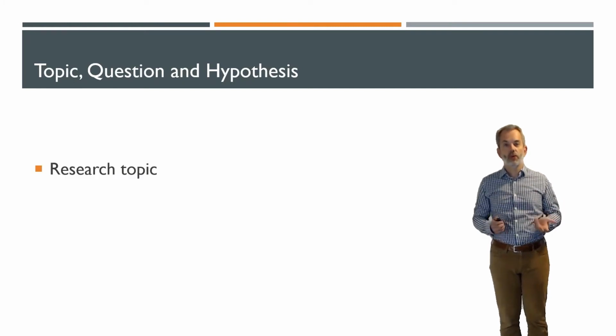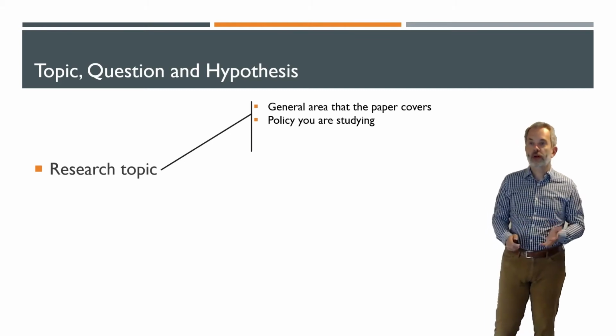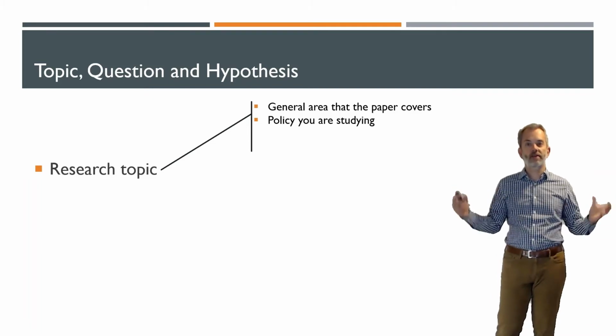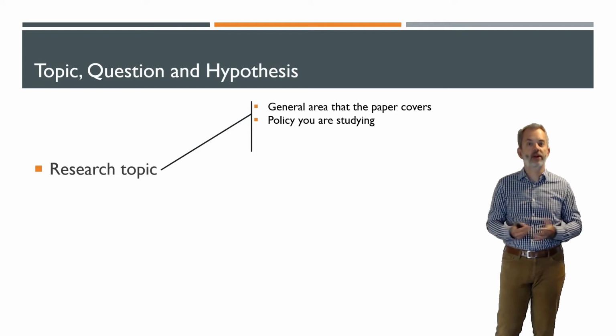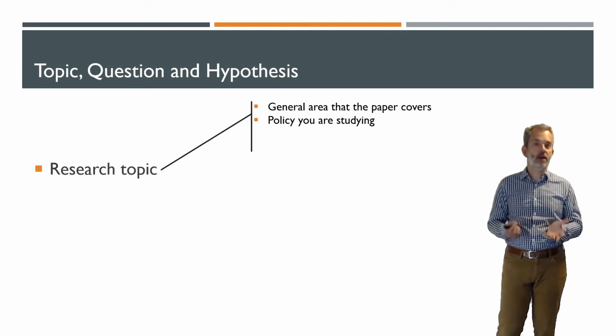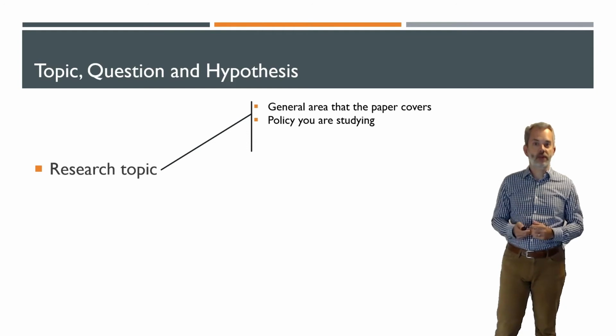First, we need to choose a research topic. The research topic is the general area or theme that a paper will address, or the policy that you're studying. So the idea here is to provide a very high-level way to think about the topic or the question, the general area that you're interested in. So you might say, I'm interested in understanding the effect of paying college athletes. So your research topic is paying college athletes.